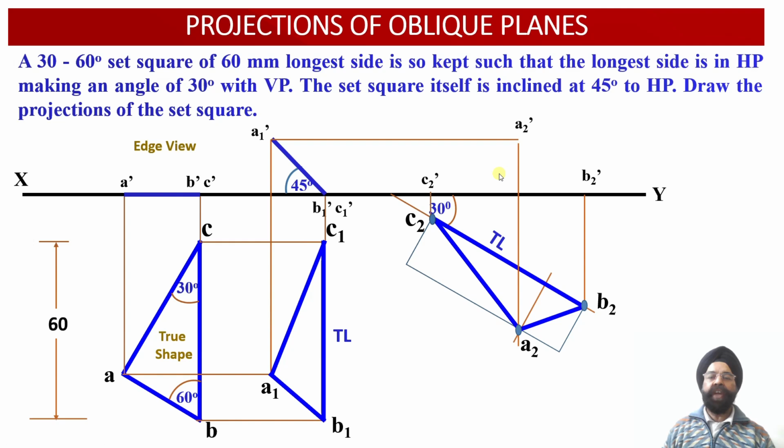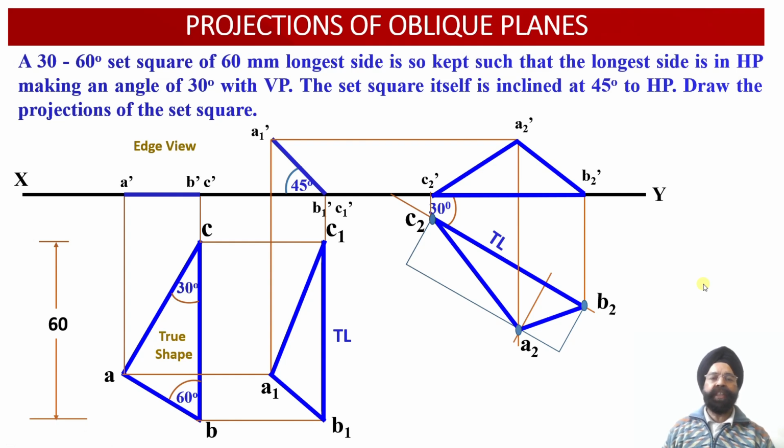So all the 3 points corresponding to the elevation projection of the oblique lamina have been obtained. So A2 dash, B2 dash and C2 dash points have been obtained. Now we can join A2 dash, B2 dash and C2 dash. So this way the front view of the oblique lamina and the top view of the oblique lamina, both of these orthographic projections, have been obtained over here. So this is all for today.